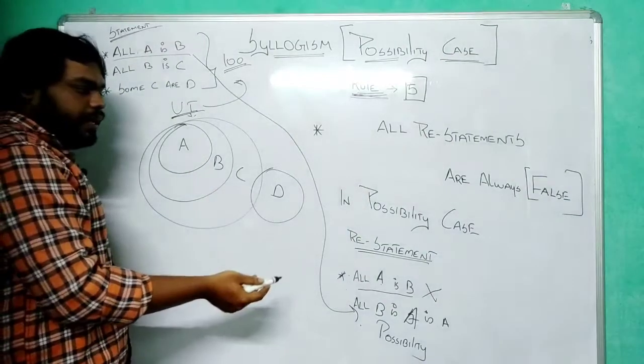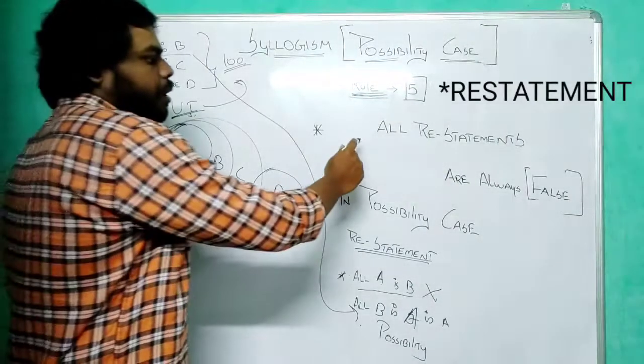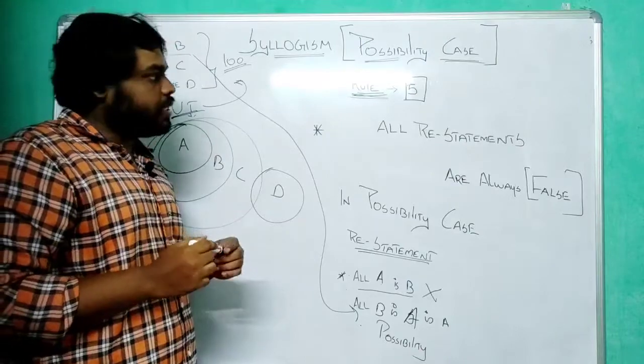So this is a different case, and this is a reverse statement. You should remember that all reverse statements are always false in the possibility case, right? So this is rule number 5.